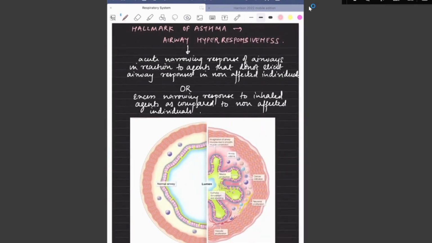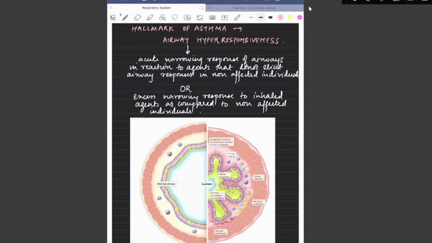The most important hallmark of asthma is the airway hyperresponsiveness, which is actually an acute narrowing response of airways in reaction to the agents that do not elicit airway responses in a non affected individual, or there is excess narrowing response to the inhaled agent as compared to a non affected individual.